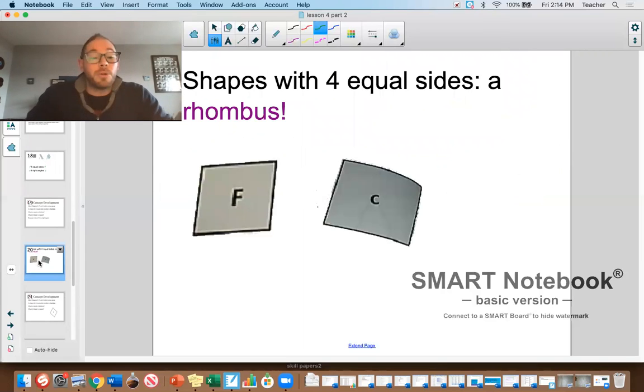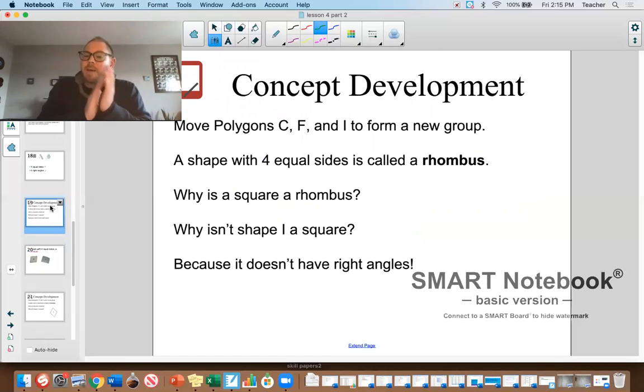Well, we have two shapes with 4 equal sides. Letter F and letter C, they both have 4 equal sides. And when a shape has 4 equal sides, it's called a rhombus. Even if it doesn't have right angles or parallel sides, as long as it has 4 equally long sides, it's called a rhombus.